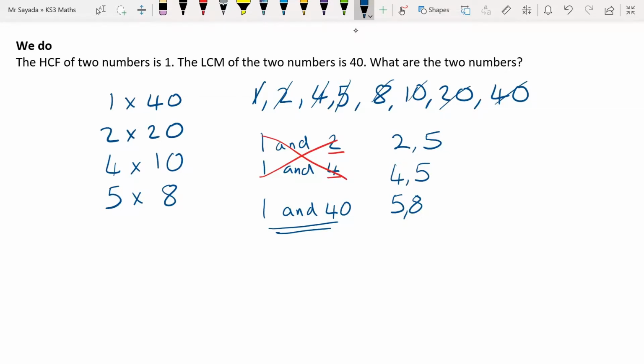For our last step, pause the video and try and work out the last step for yourself. Press play once you're ready.